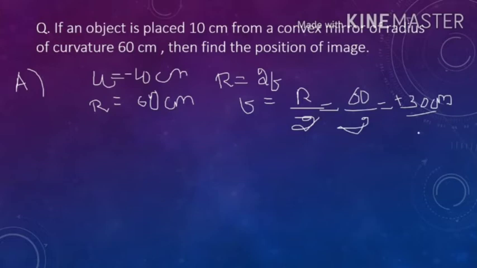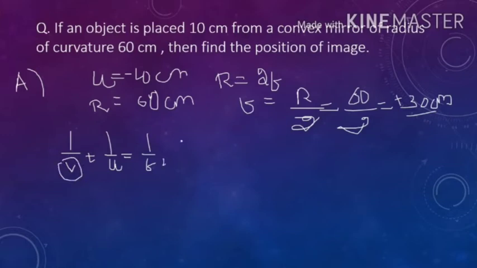So let's move ahead. We have to calculate the position of image. Let's apply the mirror formula: 1 by v plus 1 by u equals 1 by f. Let's substitute the values of u, v and f. We don't know the value of v, we have to find it.